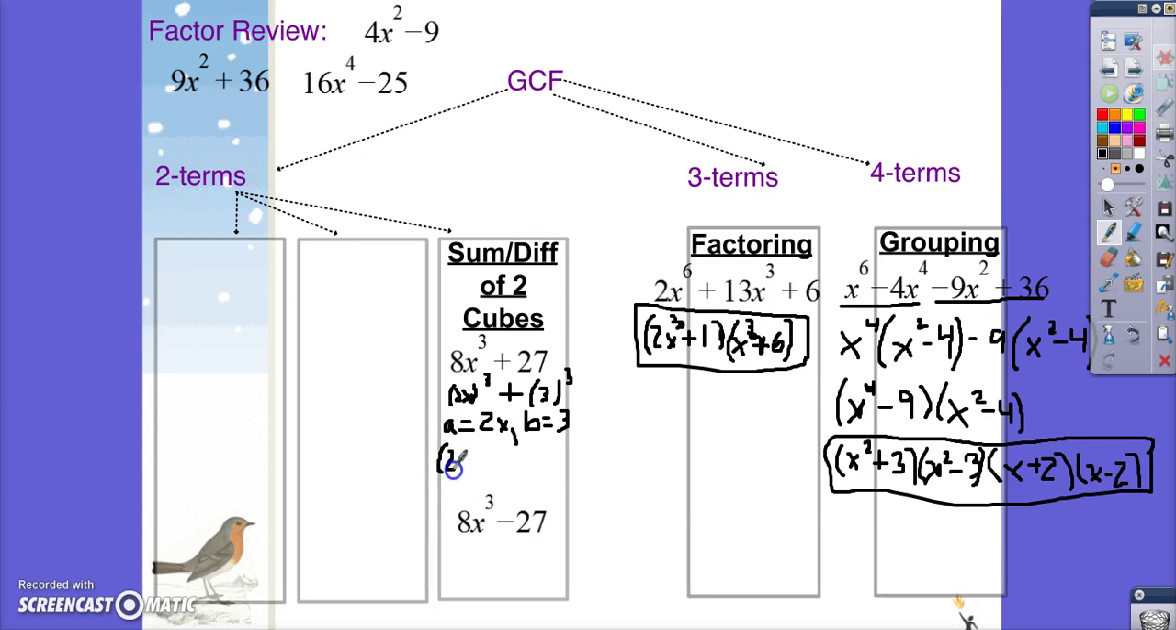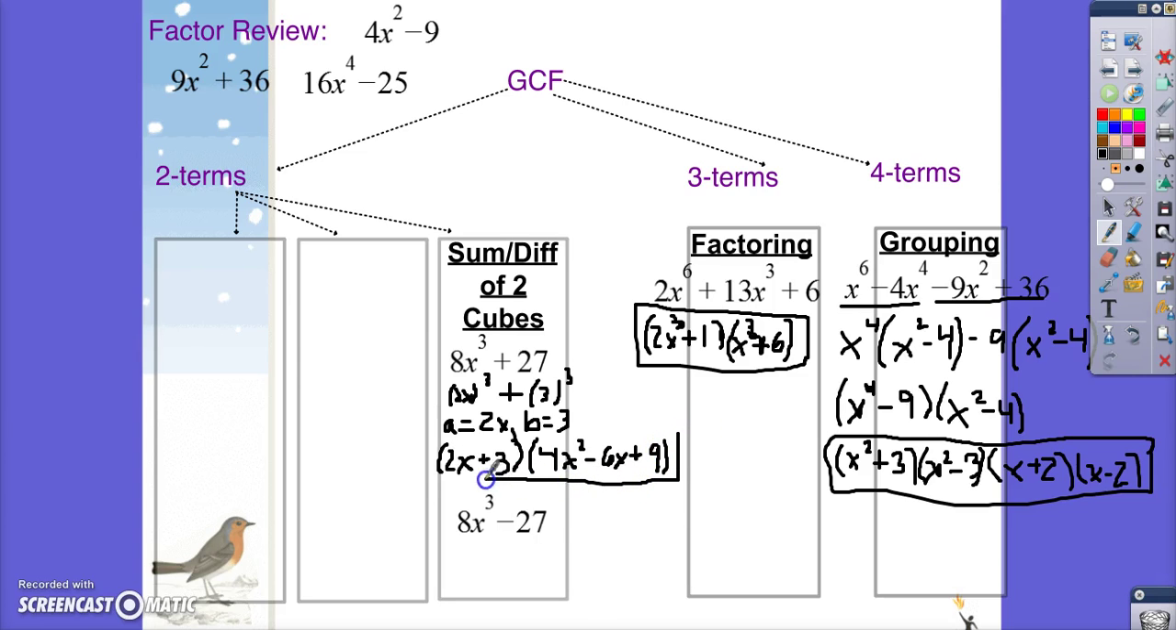So it's 2x plus 3, then it's a squared. Be careful, a squared is the whole quantity, so it's 4x squared, minus a times b, or 6x, plus b squared, which is 9. And that's my answer.